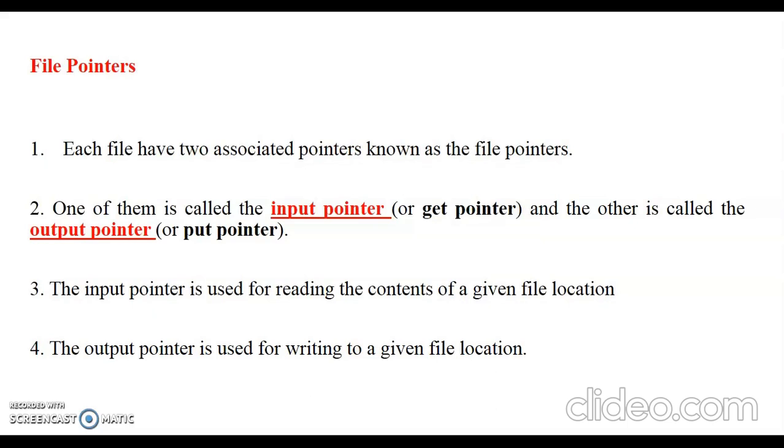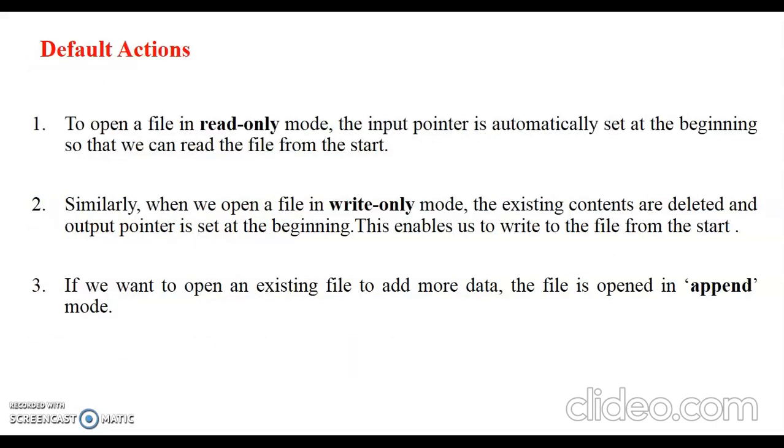One pointer is called the input pointer, or get pointer, and the other is called the output pointer, or put pointer. The input pointer we use for reading the contents of a given file location, and the output pointer, the put pointer, is just to write. So every file has two pointers: the input pointer is for reading and the output pointer is for writing.